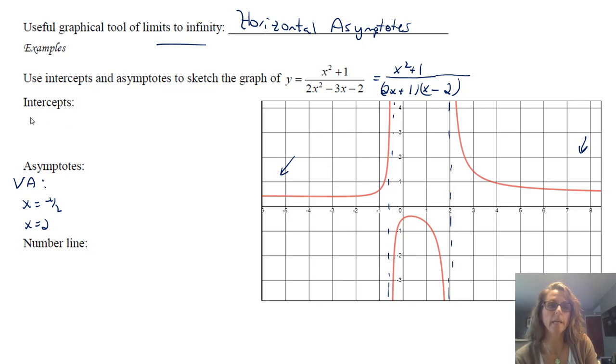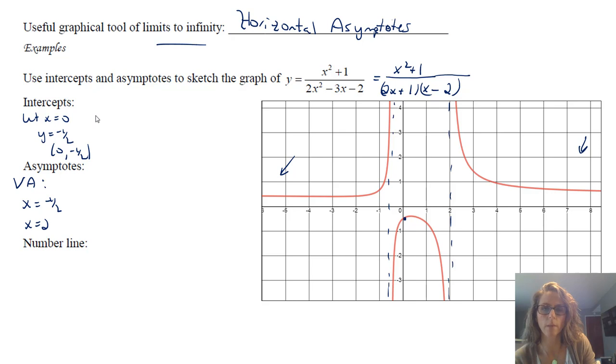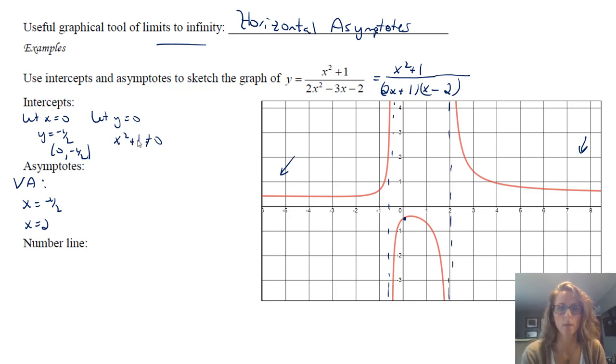As far as intercepts go, if we let x equal 0, it looks like y is going to be -1/2, and so we have that value right here. Okay. We can see that if we let y equal 0, that basically implies asking when the numerator is equal to 0, and we can see that never happens because it's always going to be positive. And the graph that I've already graphed for you shows that as well, that there are no x-intercepts.